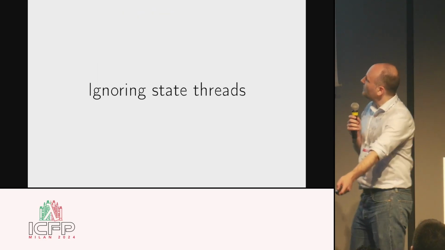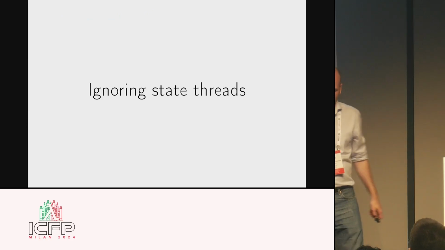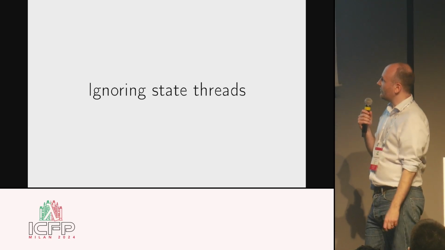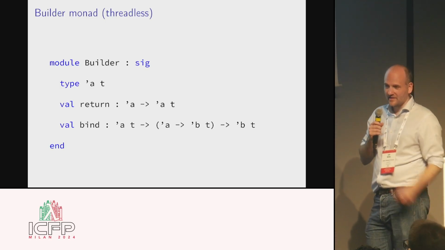Right. And then the last bit, ignoring state threads. The interface is made noticeably more complicated, or at the very least more complicated looking, by the existence of that K parameter.